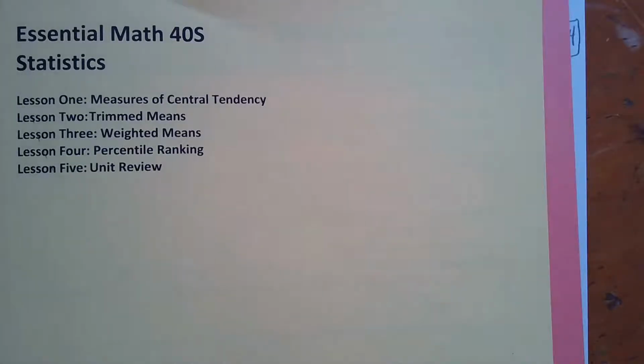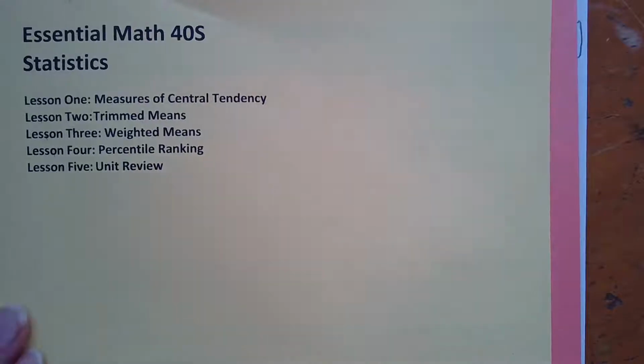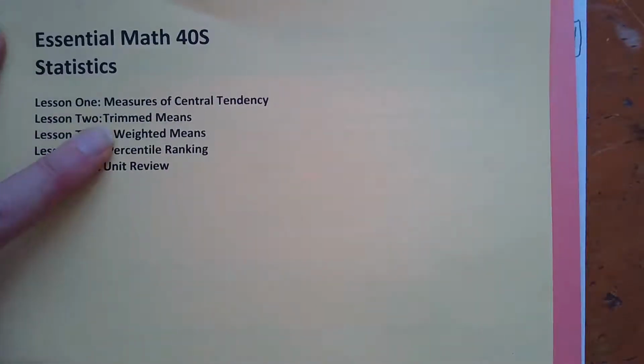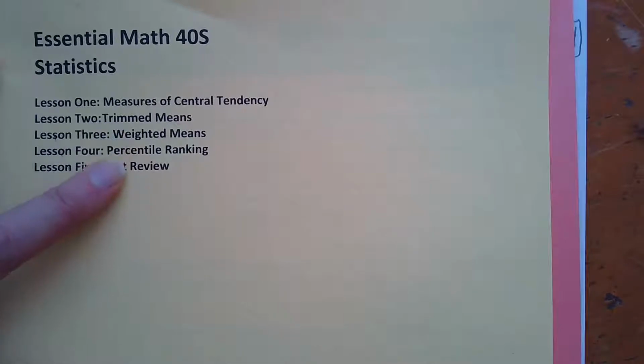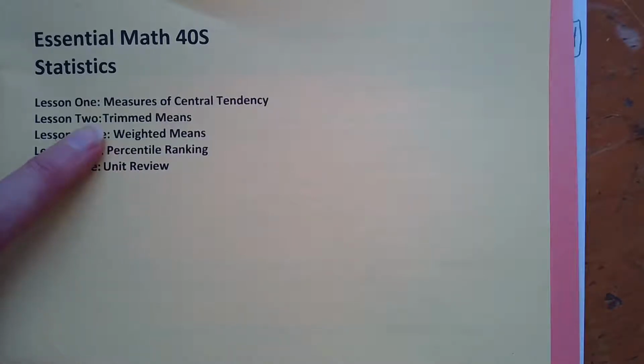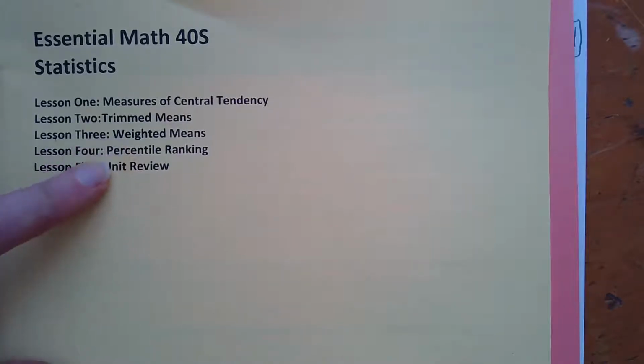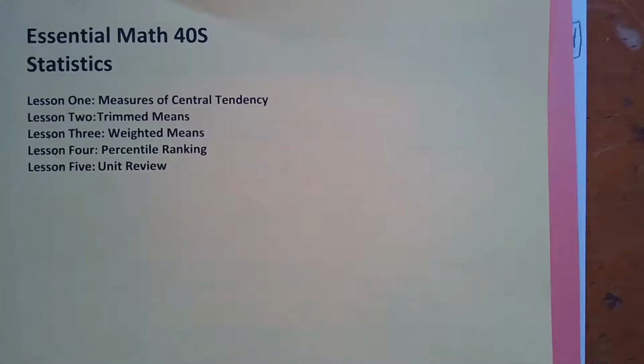Yesterday I went through most of example 1 and I posted the notes. And today I'm going to start lesson 2. Again, as I said at the beginning of this unit, this is a fairly short unit, especially compared with some of the other units that we did at the beginning of this course. So we have trimmed means, and then we're going to talk about a weighted mean, and we're going to talk about percentile, and then that's it.